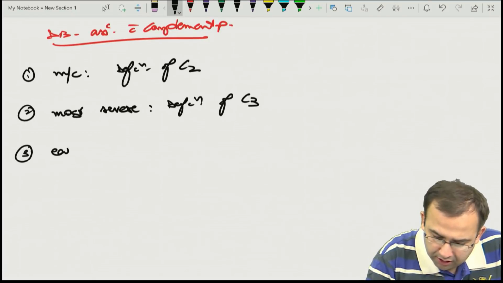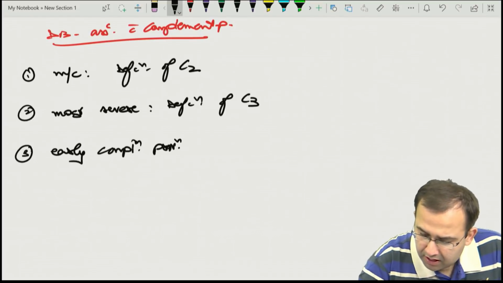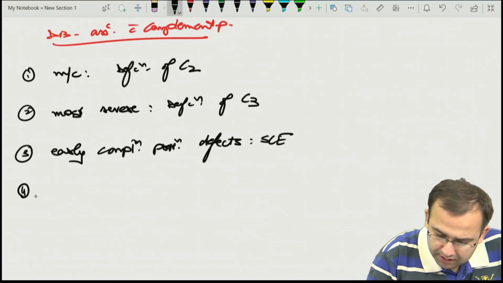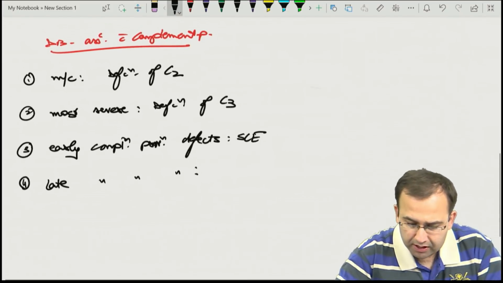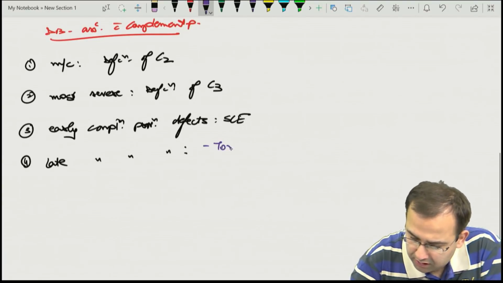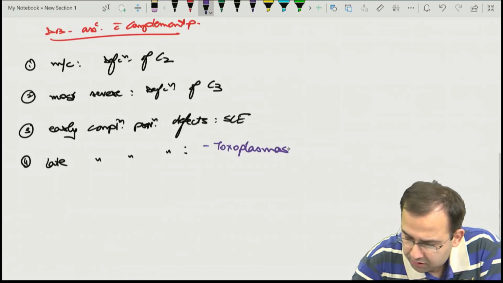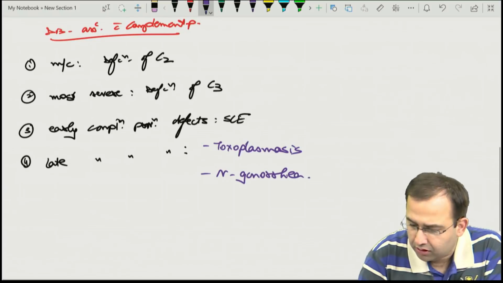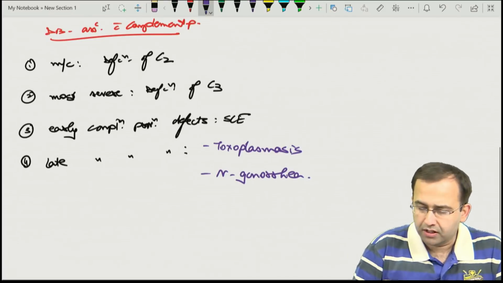Next, early complement protein defects are associated with lupus, that is SLE, versus late complement protein defects, which are associated with increased risk of infections with toxoplasmosis and Neisseria gonorrhoeae.